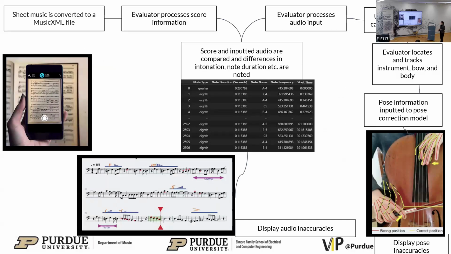So this is the workflow. Sheet music is converted to a MusicXML file, which the computer can understand. Then the evaluator processes all the information in the score, and also processes the audio input from the user, and compares them. Considering the score as the perfect performance, there will be differences, which we consider inaccuracies. We display inaccuracies in the digitized score so that users can see. On the computer vision side, the camera detects the user's posture, compares it to the correct model, and also displays the inaccuracy in posture.